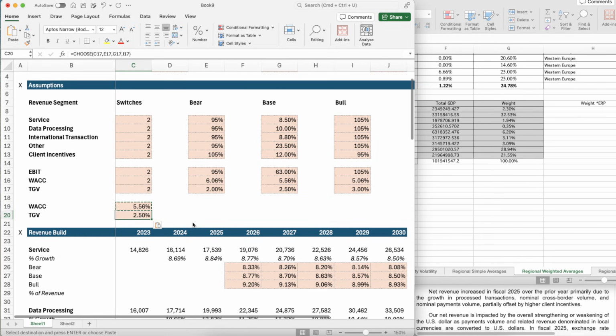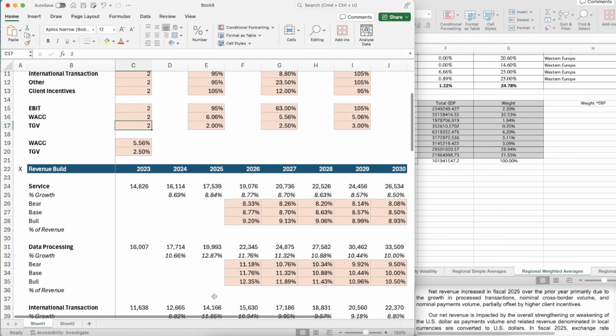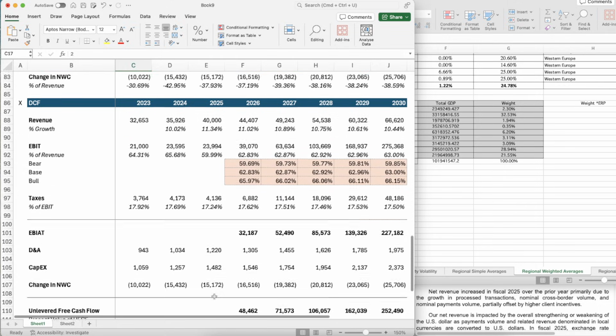Okay. So with this, you can still toggle these switches. I'll show you. See, it adjusts. But yeah, we use the choose function instead of offset for those ones. Now let's come back here.